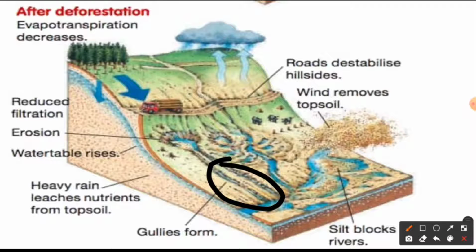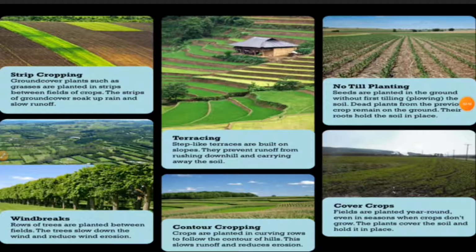And how can we conserve this soil? Let us discuss the soil conservation measures. The first one is contour plowing. What is contour plowing? Plowing along the contour lines can decelerate the flow of water down the slopes, and this is called contour plowing. And the next one is terrace farming.